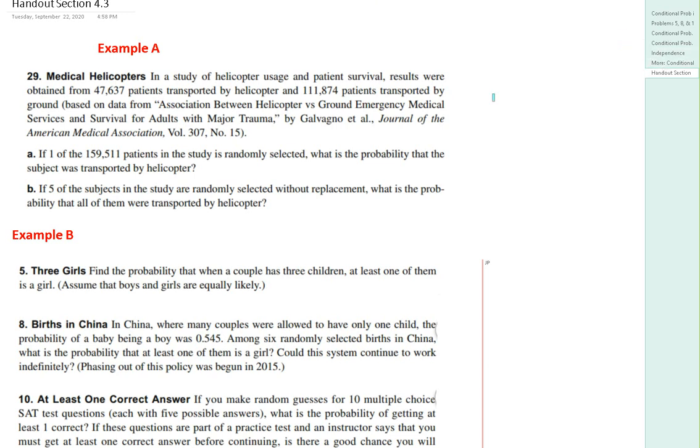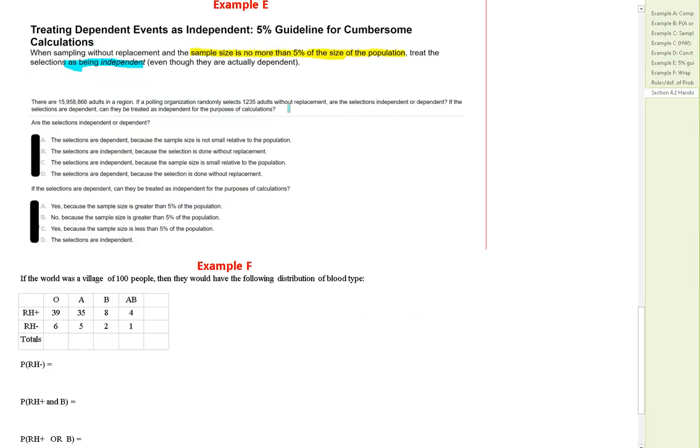But the shortcut for using the 5% rule is, if you want to figure out if your sample size is less than 5% of the population, multiply your sample size by 20. If 20 times your sample size is less than the population, well, then your sample size is less than 5% of the population. So kind of a nice, easy way to look at that.